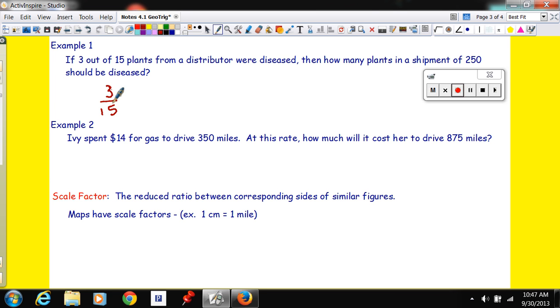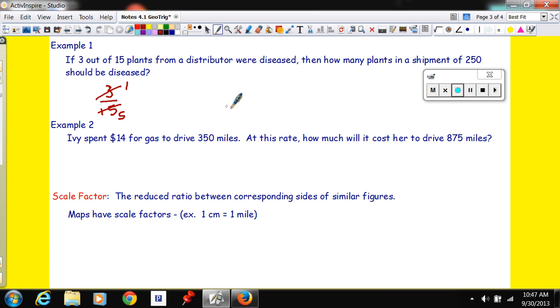I'm going to write it as a fraction because I want to make a proportion that I could solve. So 3 out of 15, I could also reduce that to make it a little easier on myself. If I divide them by 3, I get 1/5. So a 1 to 5 ratio, 1 diseased plant for every 5 plants that they send me.